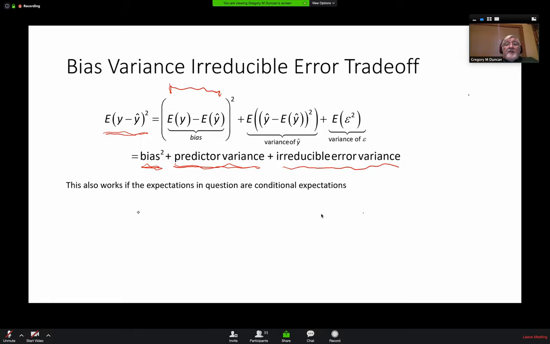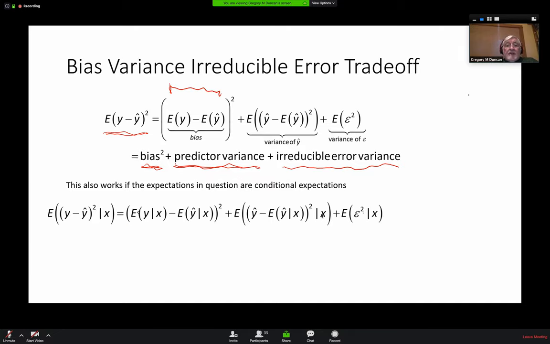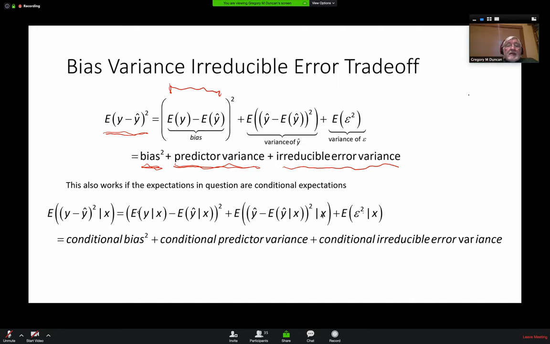It also works if the expectations are conditional expectations. I'll jump over that. You will get conditional bias equals conditional predictor bias plus conditional irreducible error variance. I said bias and variance.